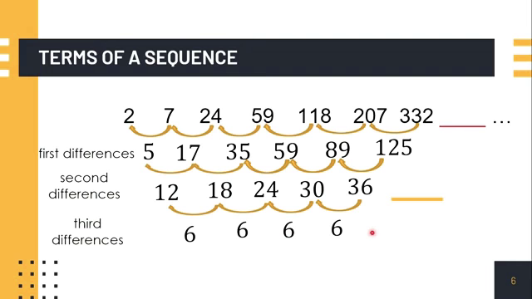So, we can get the next term in this row. Since the difference here is 6, we can add 6 to get the next term. So, 36 plus 6, that is 42. And then, we add this to the last term in the first differences. 125 plus 42, that is 167. To get the next term in our given sequence, we add 332 plus 167, and that is 499. Okay, so that is how to predict the next number.